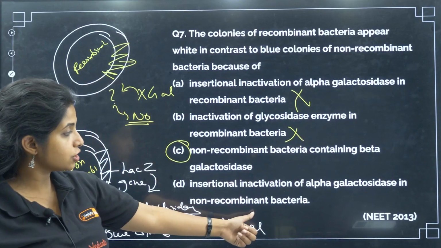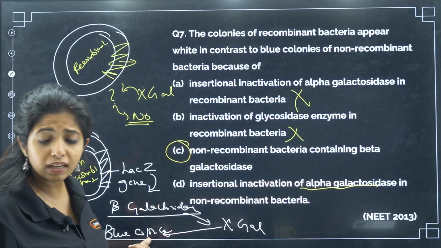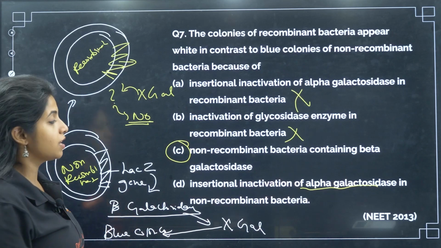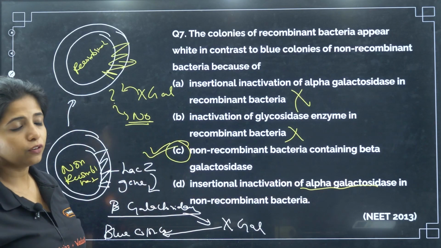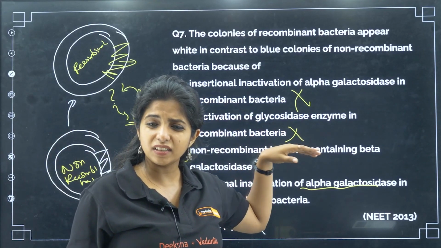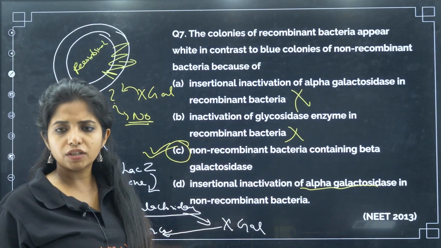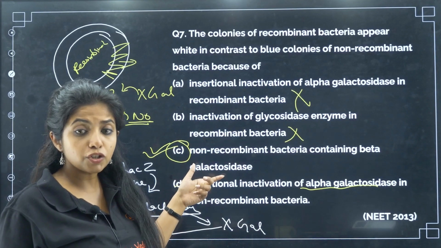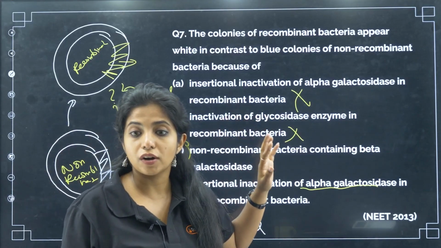Okay, and here, insertional inactivation of alpha galactosidase. There is no alpha, there is beta galactosidase. So which is why your answer becomes C, my dear children. Be very careful. At first, even when I read it, I was like, glycosidase, this is the answer. But then I went ahead and saw what is written, and this made more sense to me. Then I read it back again, and I realized, oh, it is glycosidase, not galactosidase.